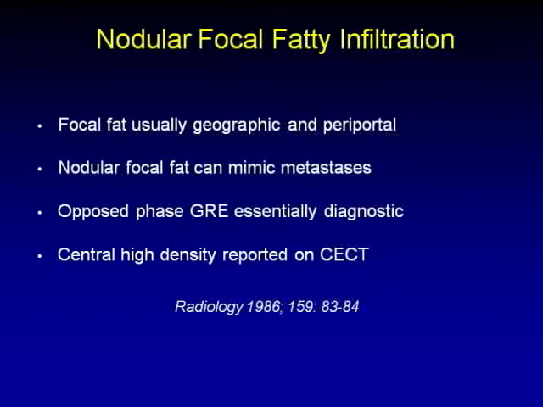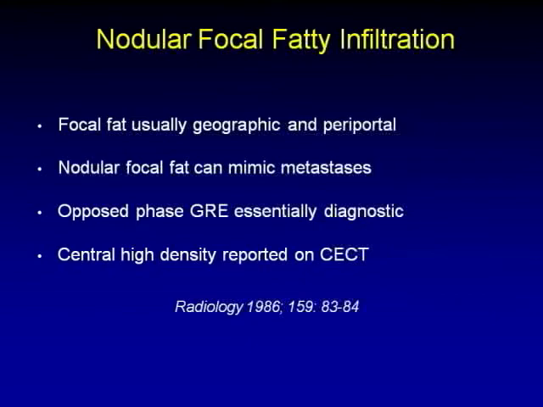Another feature that's been described of these lesions on CT in the past is a central area of high density. So on CT, if you see a low attenuation lesion that's rounded, no mass effect, vessels pass through normally, and it looks like in the middle it's a little brighter than around the edge, then again that's another clue.